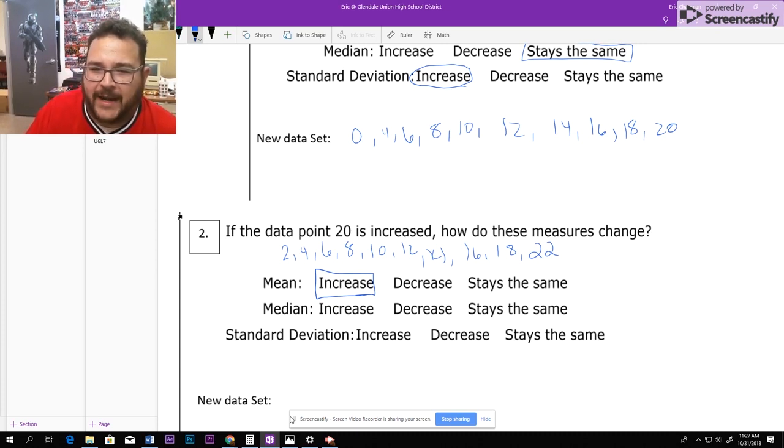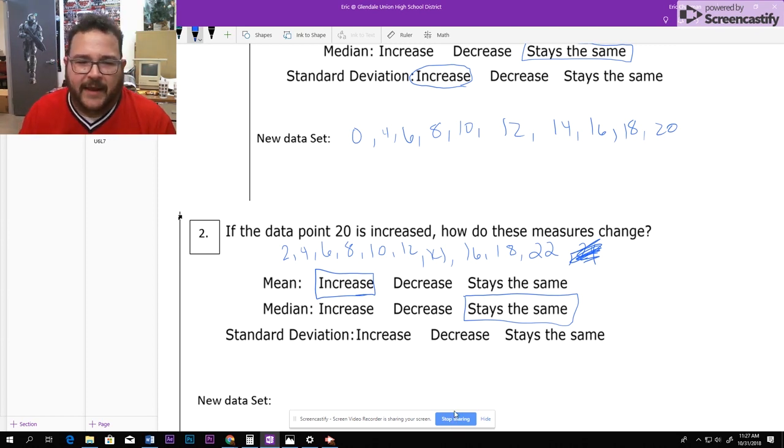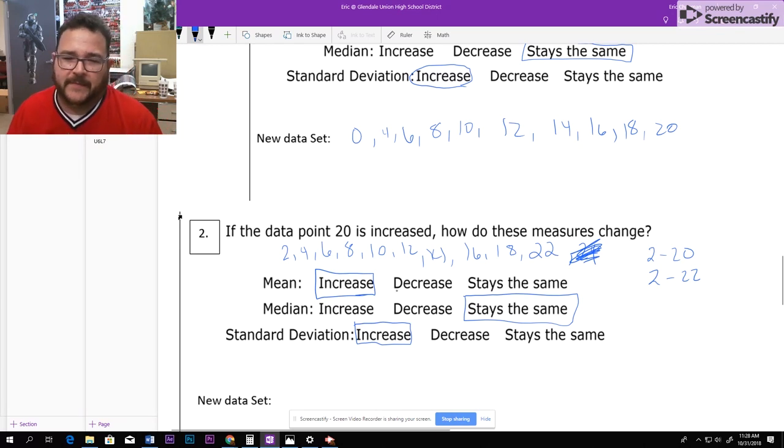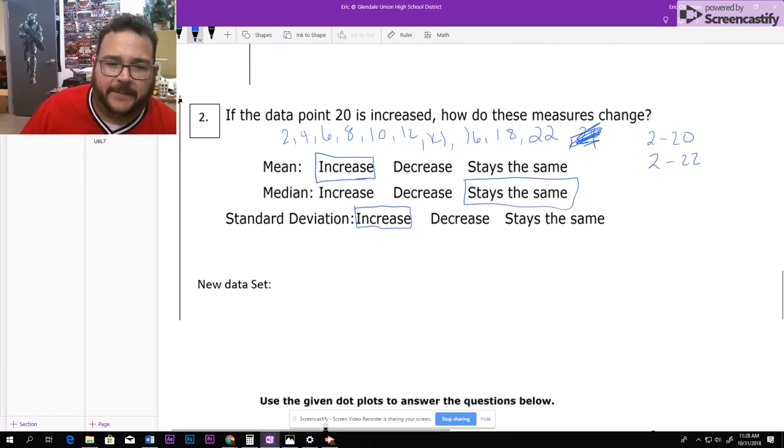Again, the median, we're not adding any numbers into this set. We're just simply changing one, so it's going to stay the same. If I had maybe put in 24 in addition to changing, then our median would change, okay? But we're not doing that. We're just changing a number so our median stays, all right? And then our standard deviation, is that going to increase or decrease? Well, let's look at our spread. We went from 2 to 20, and now we're going from 2 to 22, so our spread increased, so our standard deviation also increases, okay? And we wrote the new number set up there.